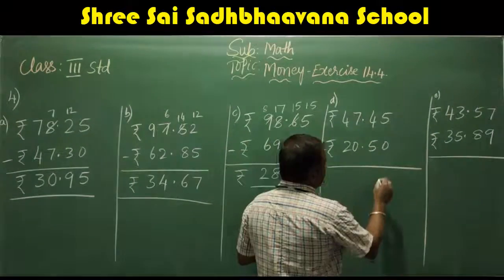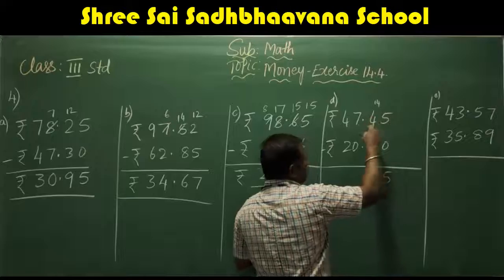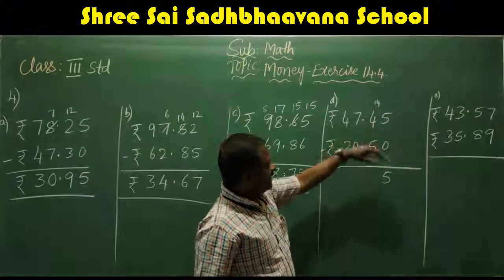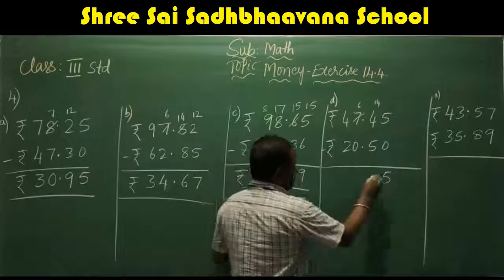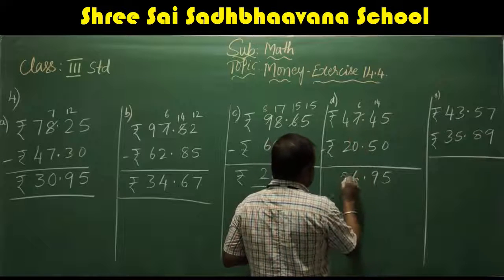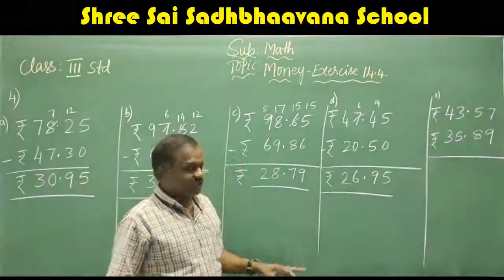5 minus 0, 5. This becomes 14, because from 4 it is not possible to subtract 5. So we will take carry from here. This becomes 6. 14 minus 5, 9. 6 minus 0, 6. 4 minus 2, 2. That is rupees 26.95. Cross check.